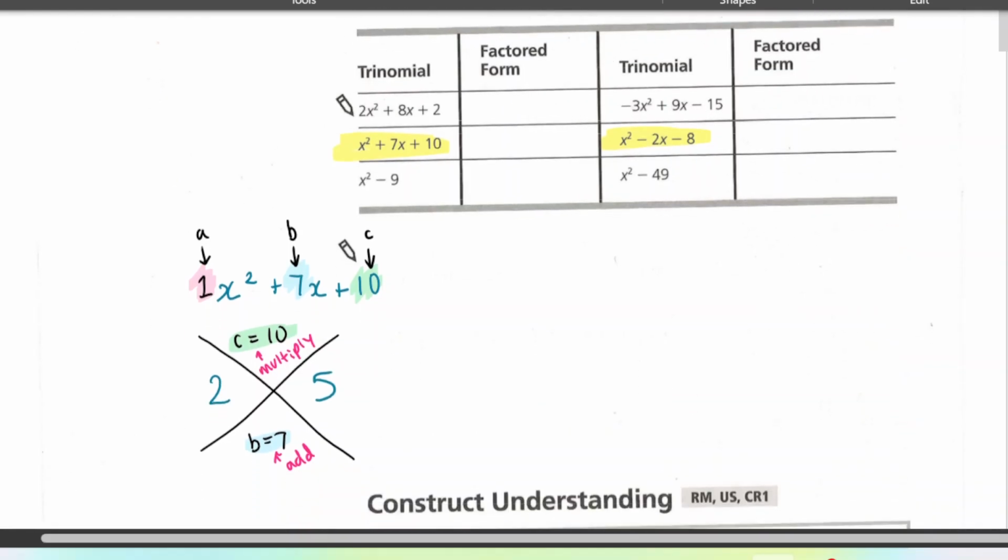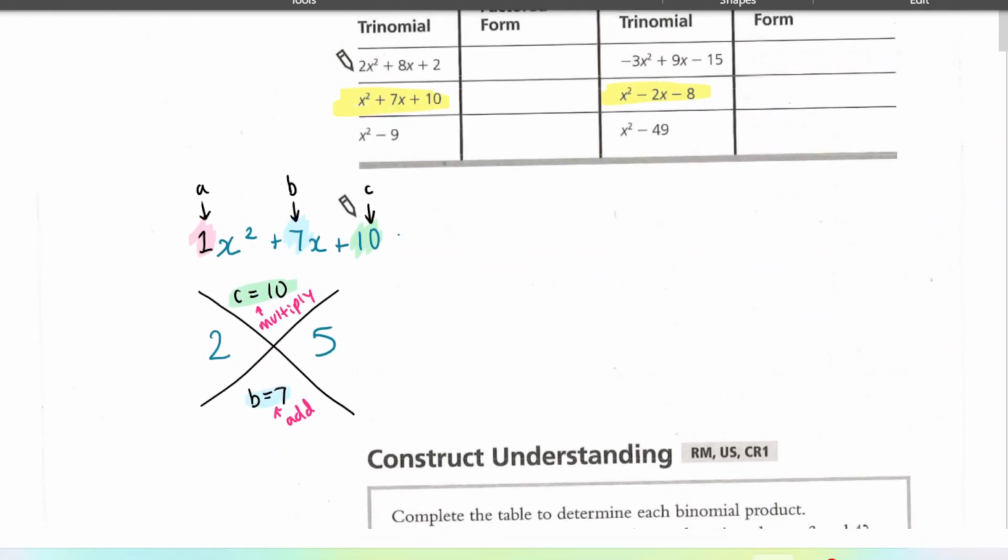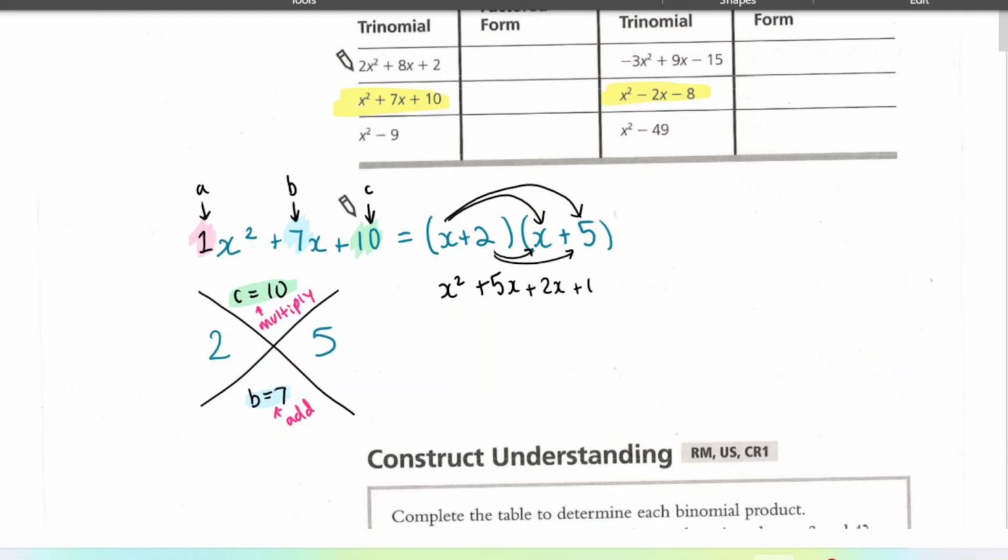So those are our two numbers, and this is how we write our factored form. We just write it's equal to x plus 2, x plus 5. And if we FOIL this out, we'll see that it's equal to the original polynomial. X times x is x squared, x times 5 is 5x, and we have 2x here, and finally 10. So if we add those two like terms in the middle, we get our original polynomial back. So we verified that this is correct.